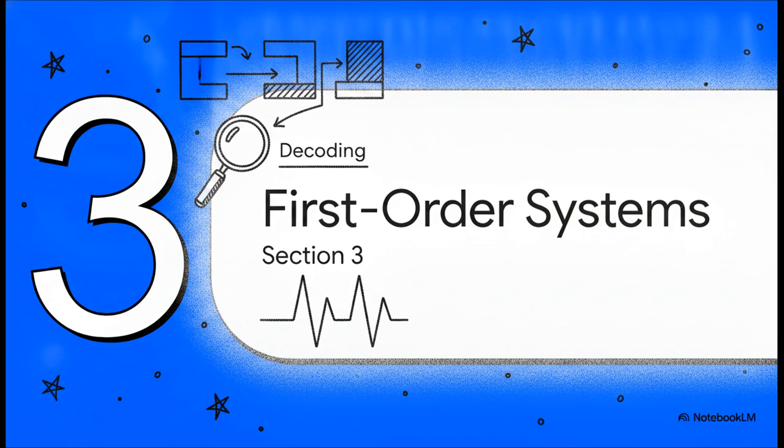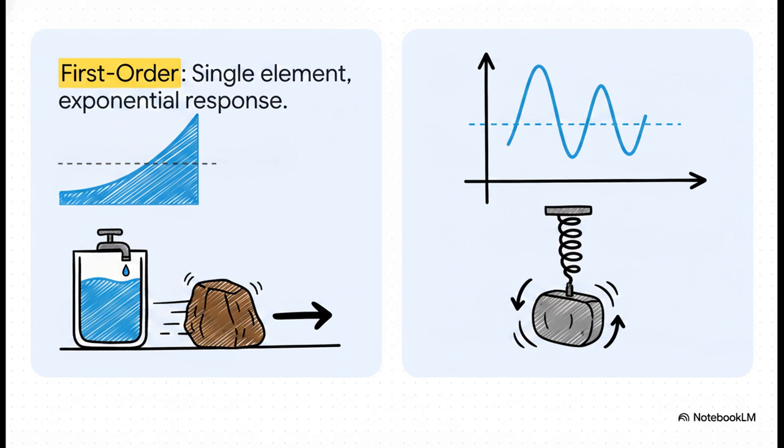Okay, Section 3, decoding first-order systems. This is where we examine our absolute simplest suspects so we can build up a foundational understanding. So here is the crucial point to remember. First-order systems only have a single energy storage element. Because energy basically only has one place to build up or drain away from, their response is this entirely predictable, smooth, exponential curve. Now, second-order systems, which we're going to cover in a minute, have two elements, which means they can actually bounce or oscillate.